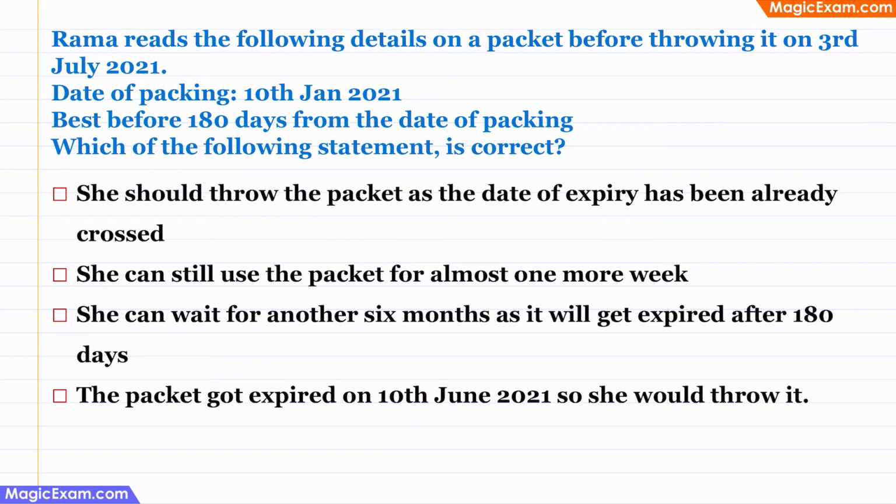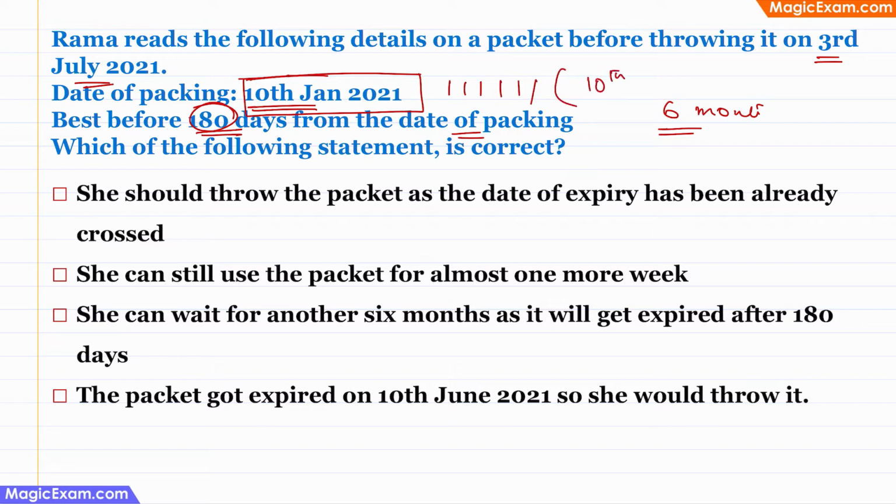Rama reads the following details on a pack before throwing it on 3rd July 2021. The date of packing was 10th of January of 2021 and the best before was 180 days from the date of packing. Which of the following statements is correct? So now 180 days is 6 months, right? So if the date of packing was 10th of January of 2021, then 6 months from here is February, March, April, May, June, July, right? So roughly around the 10th of July of 2021, that would be the expiry date of the pack.